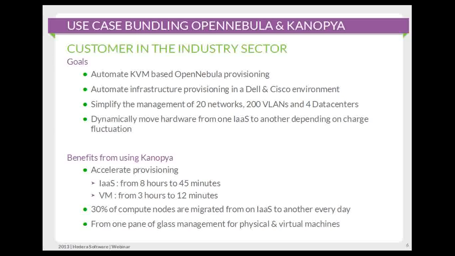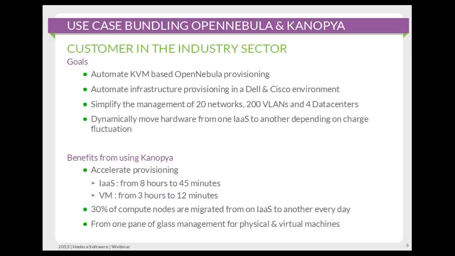His goal is first to automate KVM and OpenNebula provisioning based on Cisco and Dell environments. He wants to simplify the management of all networks, with 20 networks, 200 VLANs, and 4 physical data centers. But the main point is that, because he doesn't have a lot of infrastructure, he wants to dynamically move hardware from one IaaS to another depending on load fluctuations. For example, he wants the hardware used by the Brazil zone to switch to the Asia zone every night.